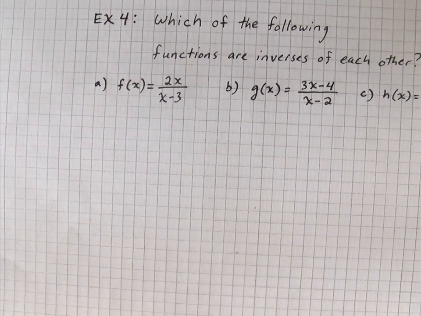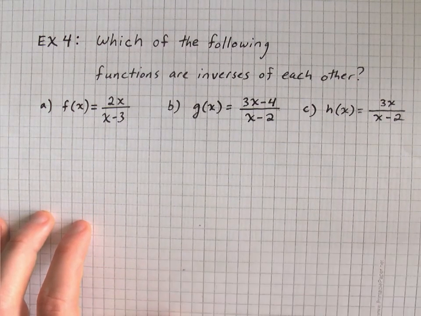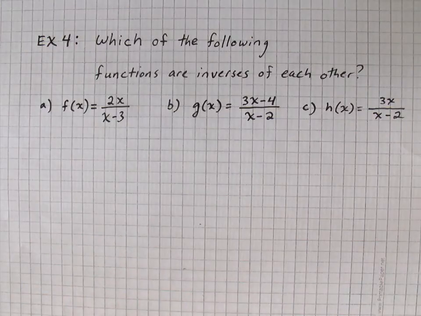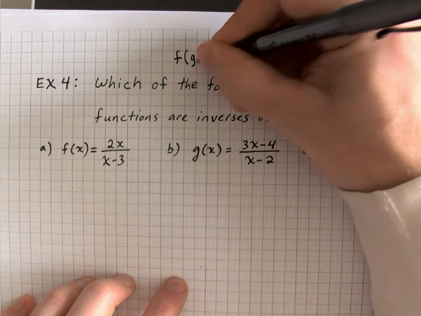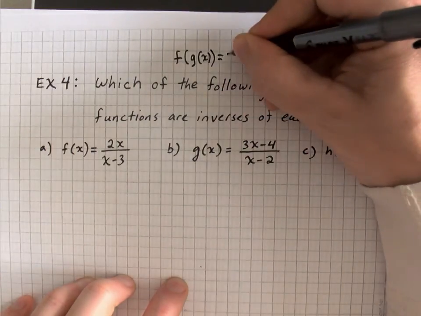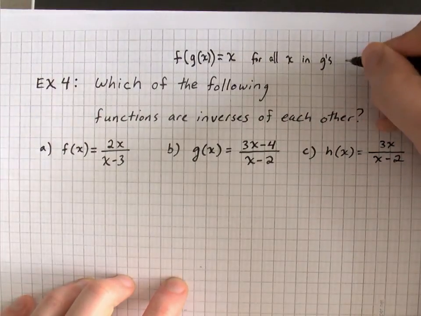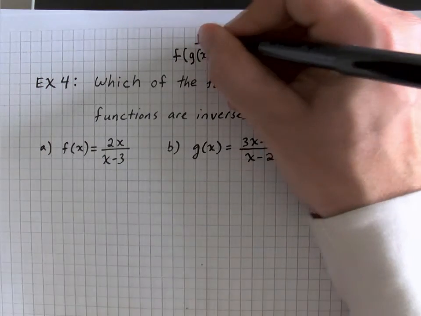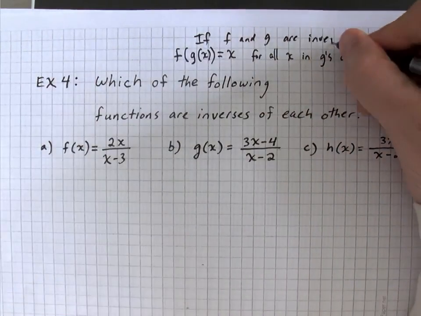In our last example here, I asked which of the following functions are inverses of each other. One way that you could answer this question is switch x and y and solve. Maybe do it again here, however many times you have to do it, and say, oh, those actually are inverses. But we also could use the rule of composition, which says that if f and g are inverses, then f of g of x will equal x for all x in g's domain. I could say it the other way too. g of f of x will equal x for all x in f's domain. That's, I should clarify, if f and g are inverses, or f and h, or g and h.